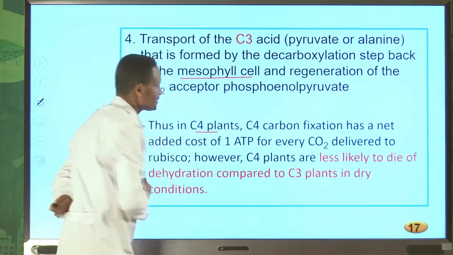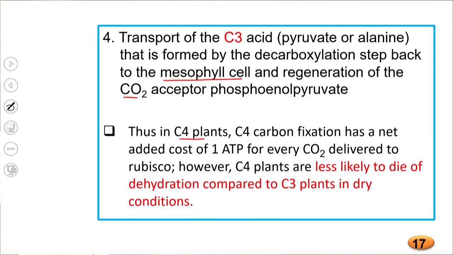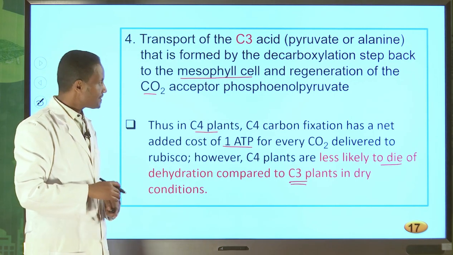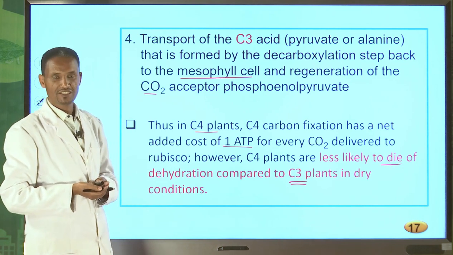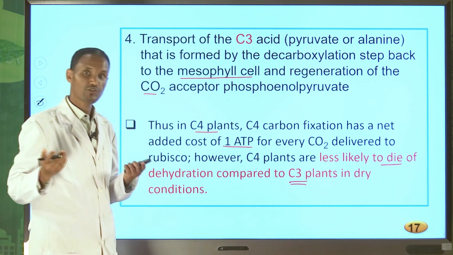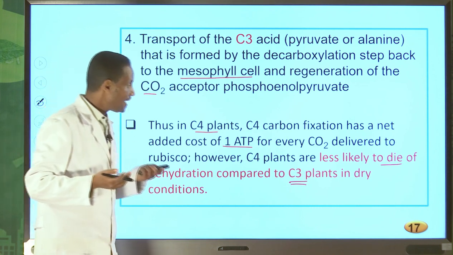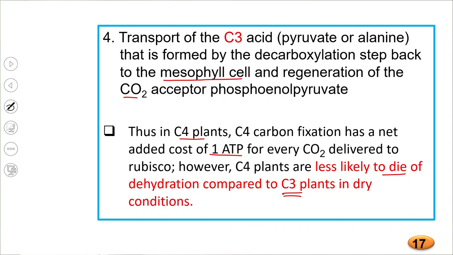Thus, in carbon-4 plants, carbon fixation has a net added cost of 1 ATP molecule for every carbon dioxide delivered to Rubisco. However, carbon-4 plants are less likely to die of dehydration than carbon-3 plants, because in hot or dry conditions, it is not necessary for them to open their stomata, and they can fix carbon dioxide without opening their stomata, because they have adapted these strategies.